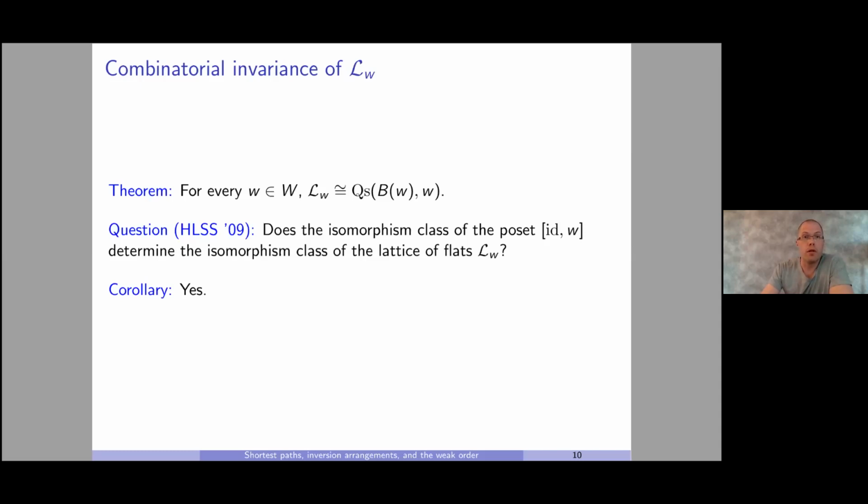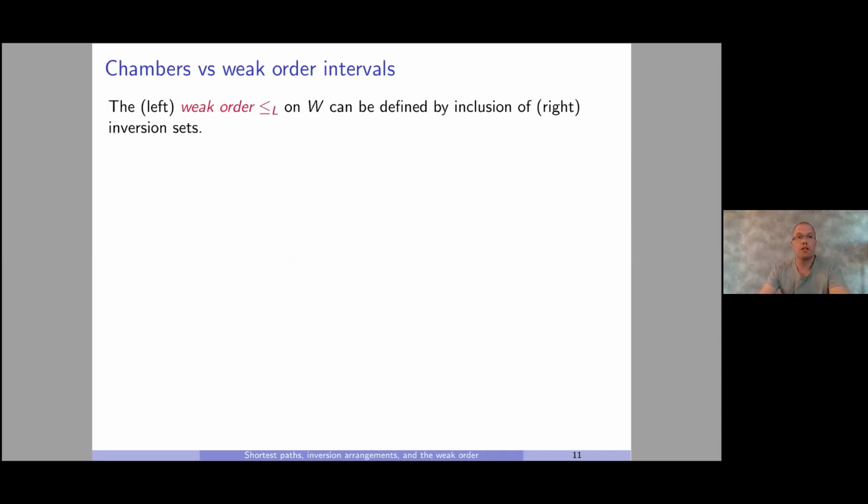Okay, so let's look at some application of this construction of the intersection lattice. This is the connection with the weak order, which was in the title. There are actually two weak orders, a left weak order and a right weak order on W. But we will choose the left weak order because we have chosen the right inversions. One way to define the left weak order is by inclusion of right inversion sets. And this is a sub-poset of the Bruhat order. So it's a weaker order than the Bruhat order, as you can tell by the name.